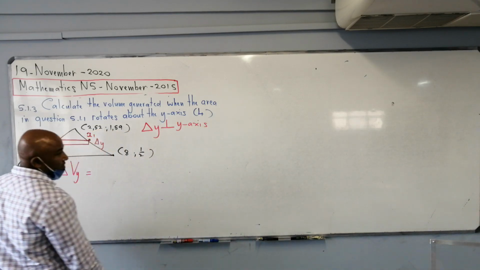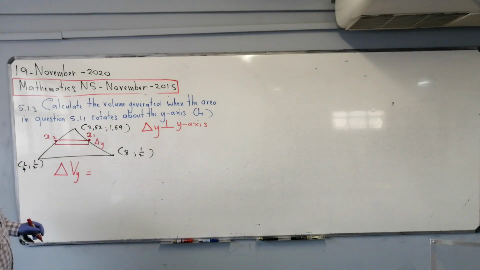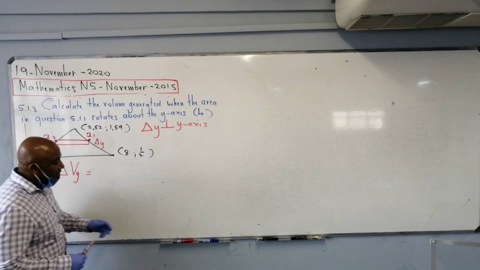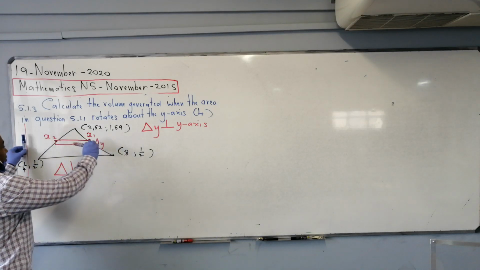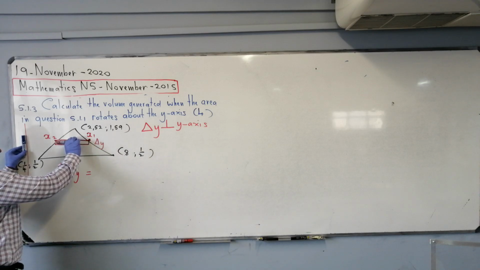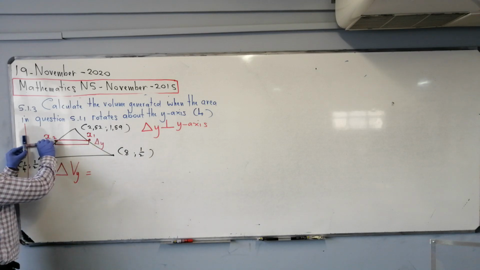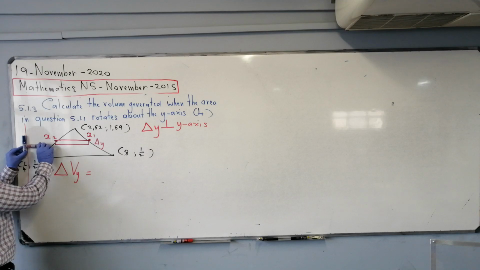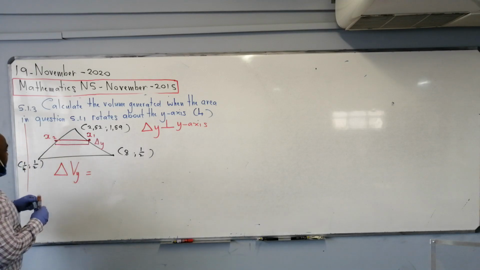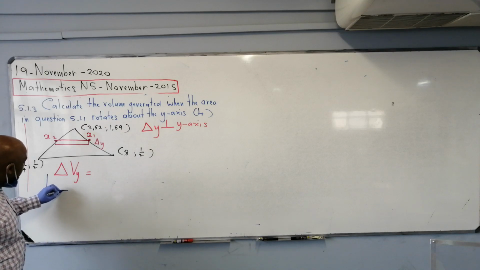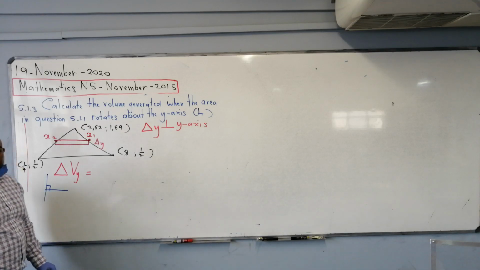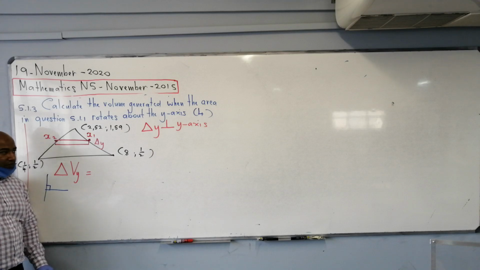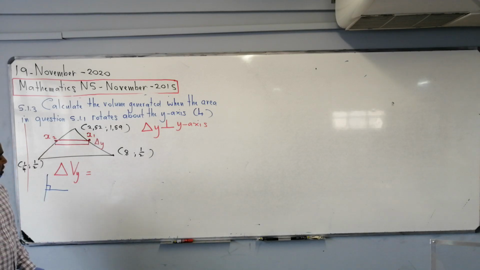Okay, so there's the y-axis here. And what do I mean by perpendicular? I mean that if you take this representative rectangle and you merge it with the y-axis, it's going to be a perpendicular situation. Alright, perpendicular means if they intersect, they will form an angle of 90 degrees. Right, that's what perpendicular means.